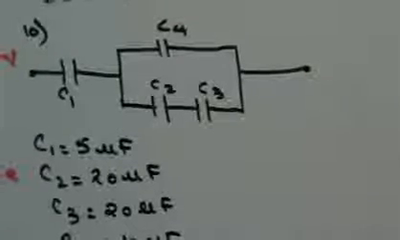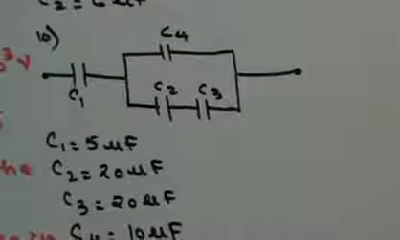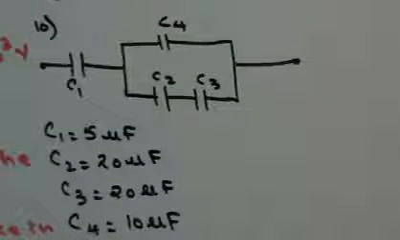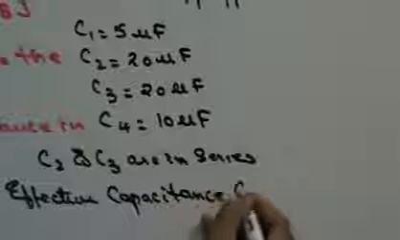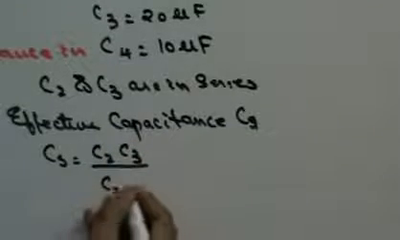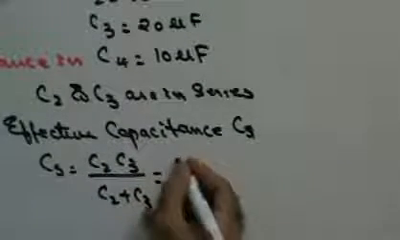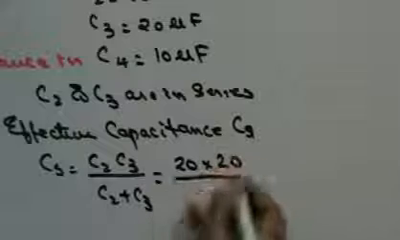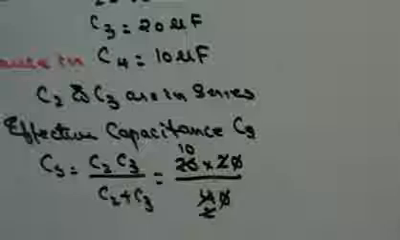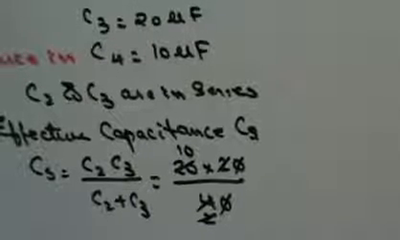Now I can say that C2 and C3 are in series, therefore the effective capacitance, we call that CS. So CS is C2 C3 upon C2 plus C3. That is 20 into 20 upon 20 plus 20, that is 40. So CS is going to be 10 microfarad.